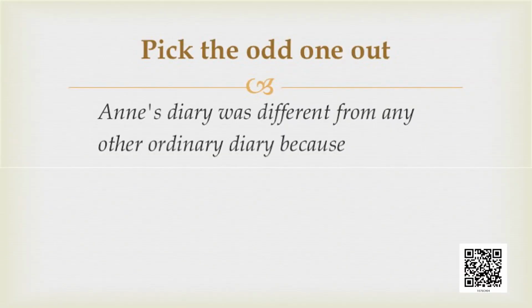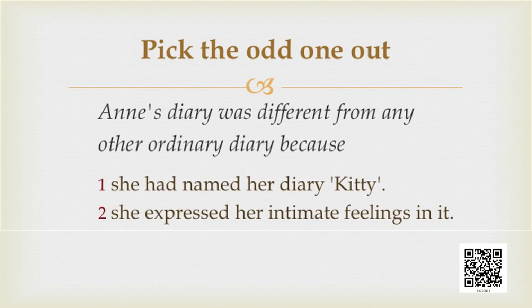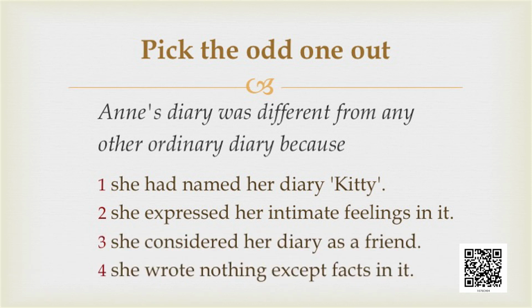Another one. Again you have to pick the odd one out. I hope you are reading it on your screens. I will read it out for you. Anne's diary was different from any other ordinary diary because she had named her diary Kitty. She expressed her intimate feelings in it. She considered her diary as a friend. She wrote nothing except facts in it. Yes, which is the odd one out?